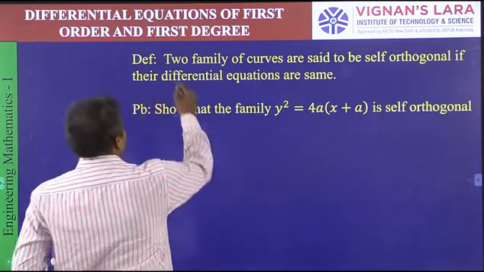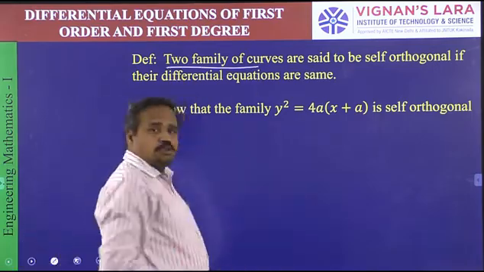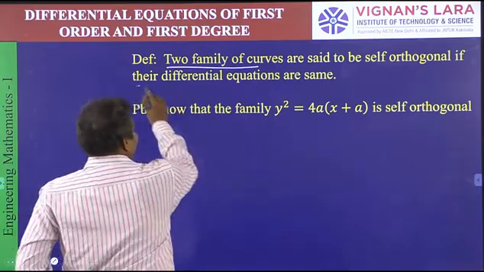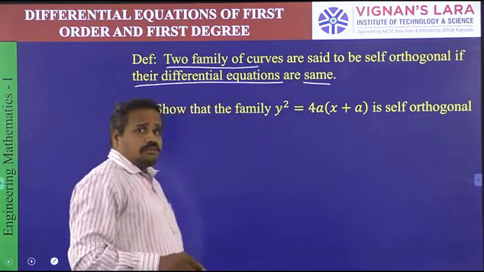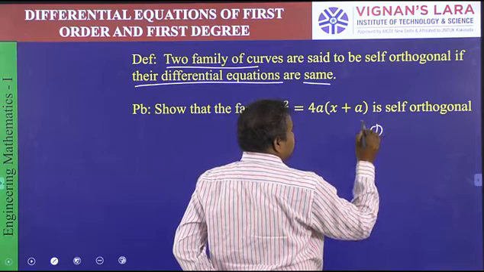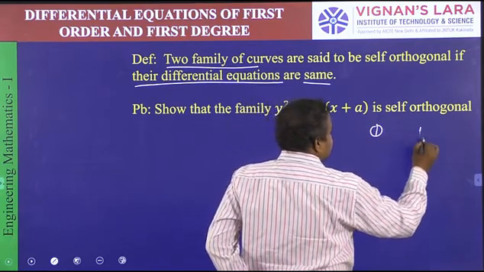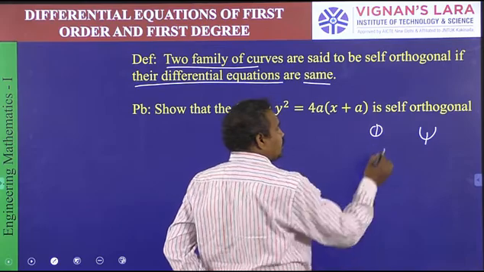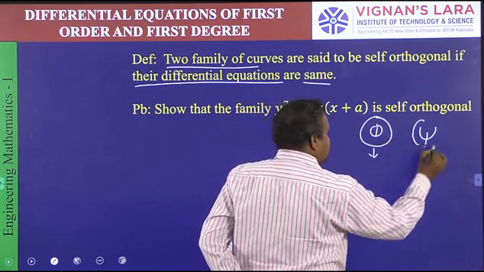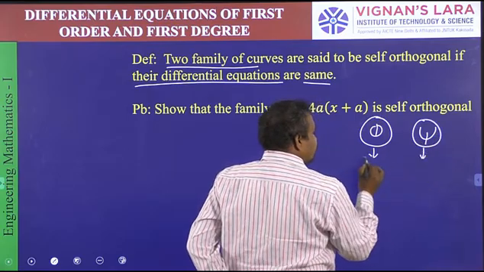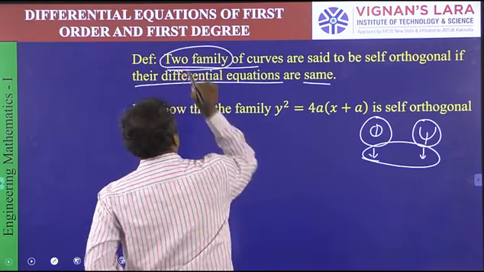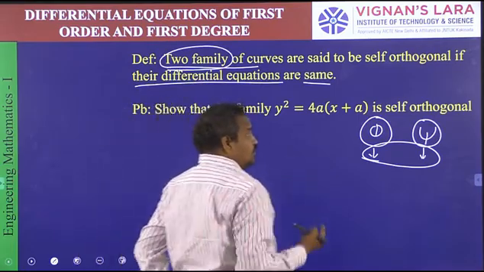Two families of curves are said to be self-orthogonal if their differential equations are the same. For example, phi is one set of family and psi is another set of family. If the differential equation of this one and the differential equation of this one are the same, then these two families are said to be self-orthogonal. What are these differential equations?